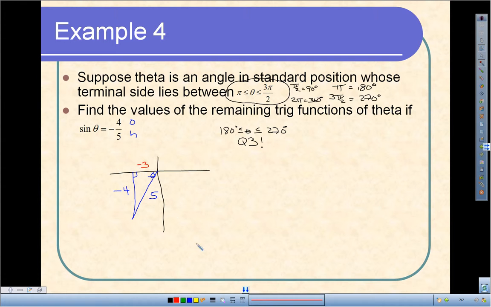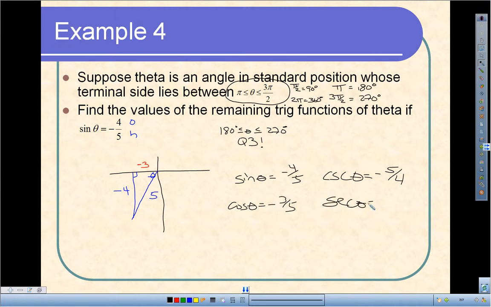All right, well, that's all you got to do because you've got all 3 sides now. Sine is still going to be negative 4 over 5. Cosecant is going to be negative 5 over 4. Cosine is going to be negative 3 over 5. Secant is going to be negative 5 over 3. Tangent is going to be opposite over adjacent, so 4 over 3. Cotangent is going to be 3 over 4.